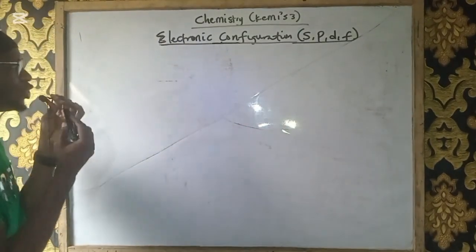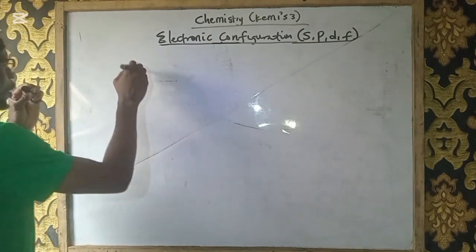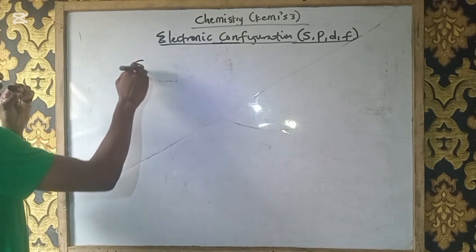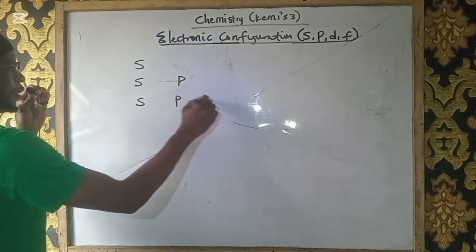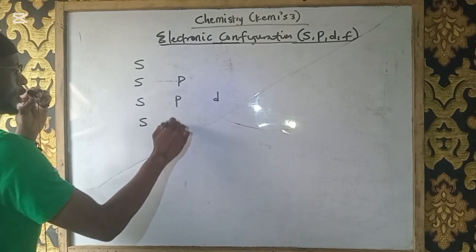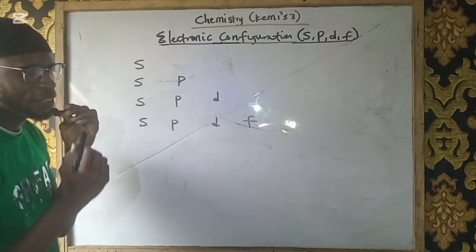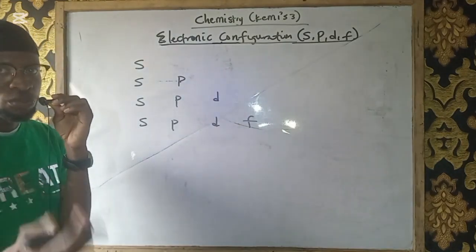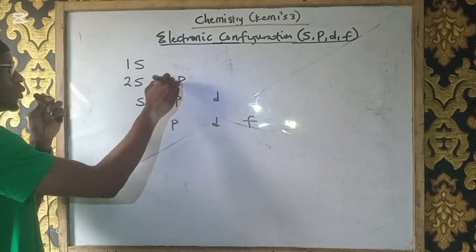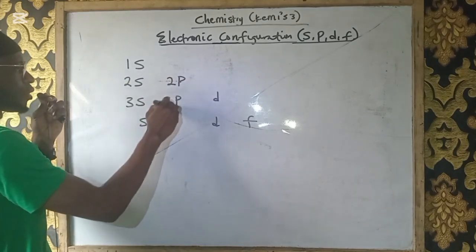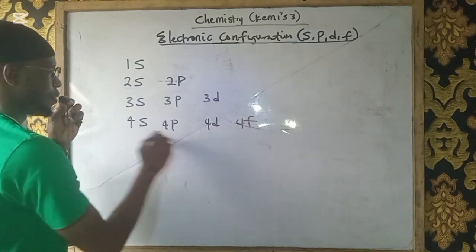Now, what is the first thing you need to do for you to write down the configuration in SPDF format? Get a kind of a table like this: S, then increase to SP, then increase to SPD, then you have your SPDF. This is the first thing you should do. Now, the second thing is to attach the energy levels, which I call the quantum numbers. Don't forget, in my last video: 1, 2, 2, 3, 3, 3, 4, 4, 4, 4.